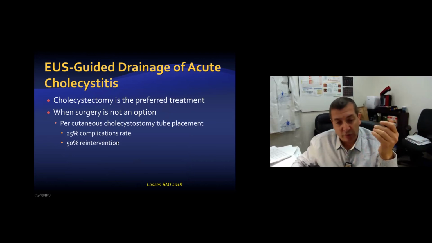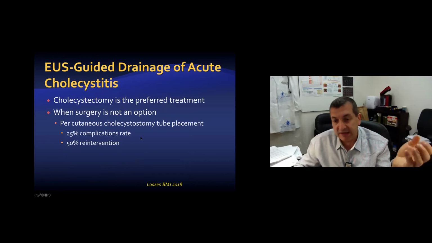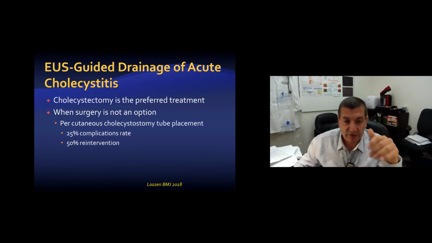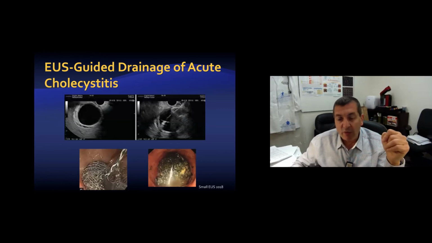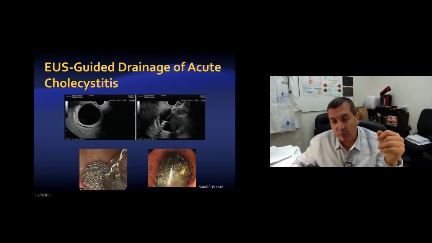Well, you have probably seen those. They have a high risk of complication, and you have to intervene again on those, either by doing a cholecystectomy later on, or by keep doing something for that drain, the percutaneous cholecystostomy tube placement. So there is a 50% chance of reintervention and 25% chance of complication. Well, we can do the same thing with the lumen opposing metal stent as with a pseudocyst.